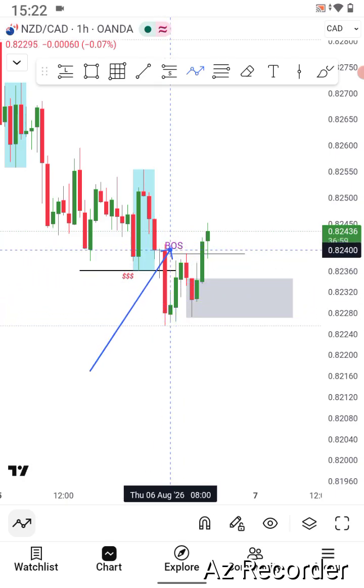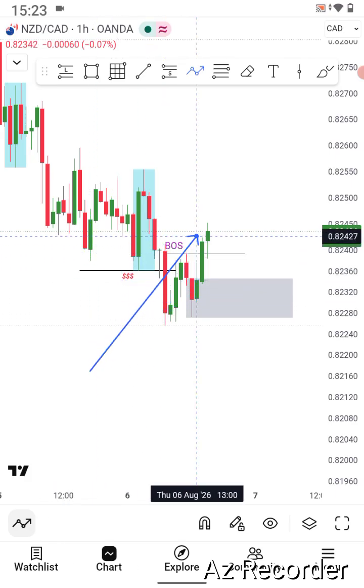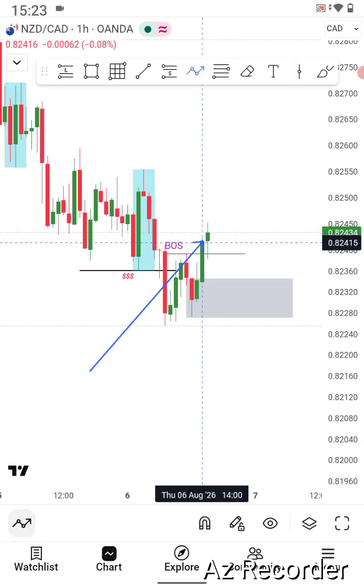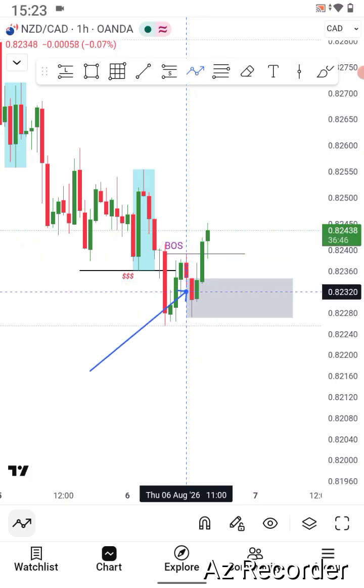Especially this last sell candle that drove into this low, and then price turns around to close above it. That tells you that an order block has been formed. Are you seeing it now? So this is the origin of the push.